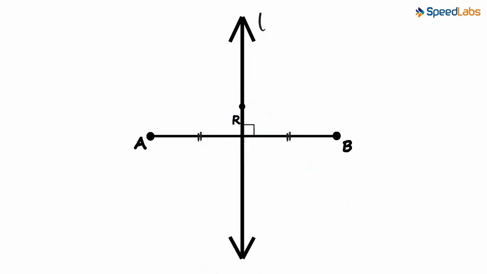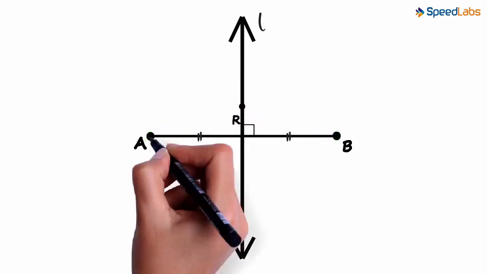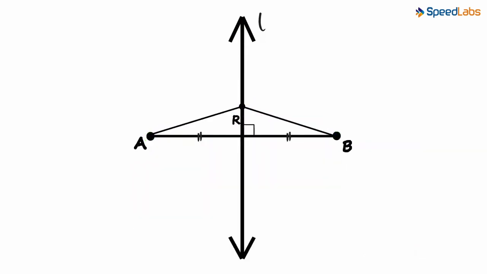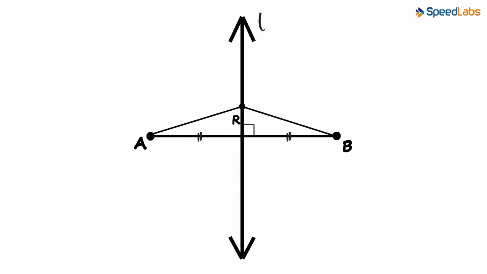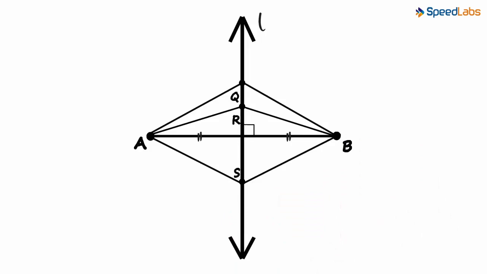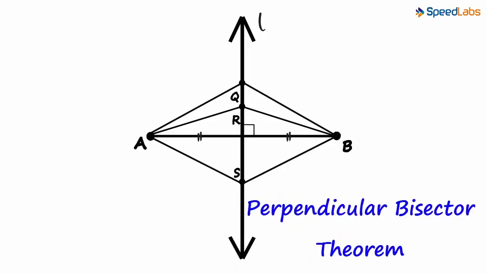Now consider a point R anywhere on the perpendicular bisector. The distance at this point from the endpoints of the segment will always be equal. It means AR will always be equal to BR. That's the beauty of perpendicular bisectors. Similarly, if we have a point Q, then AQ will be equal to BQ. Or if we have a point S here, AS will be equal to BS. This is called the perpendicular bisector theorem.